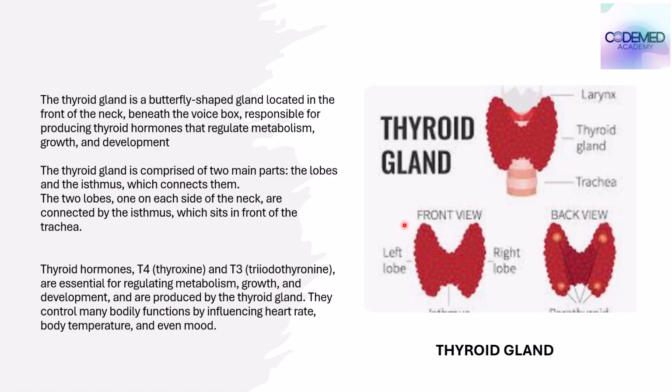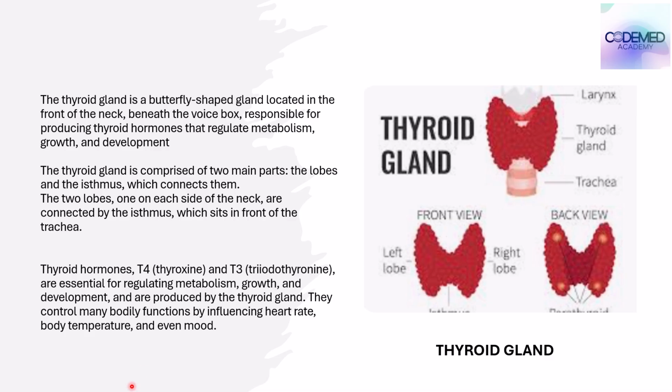The thyroid gland comprises two main parts, that is the two lobes and then the isthmus which connects them. The two lobes, one on each side of the neck, are connected by the isthmus. So this is the connecting bridge which is called the isthmus. It sits in front of the trachea.